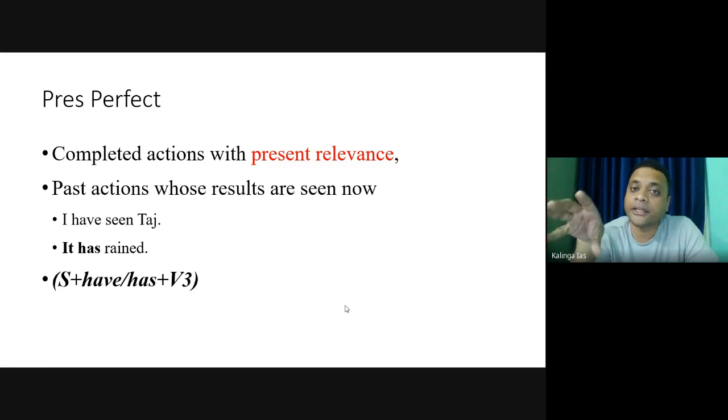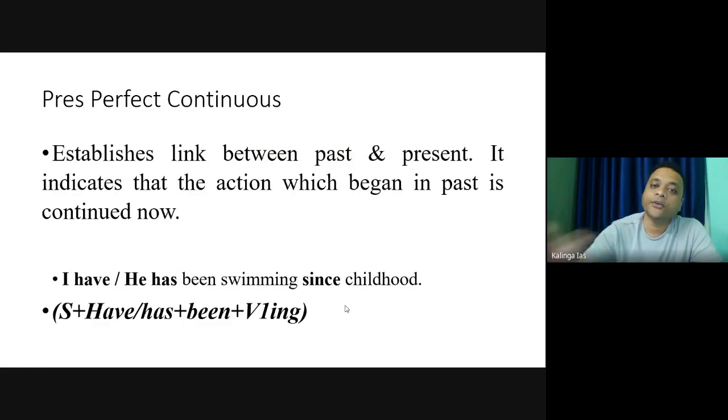Look, a habit is something that you start in the past somewhere and you continue it. When there is this continuation, we use present perfect continuous. Present perfect continuous is a structure that establishes a link between past and present. It means an action started in the past and we are still continuing it now.